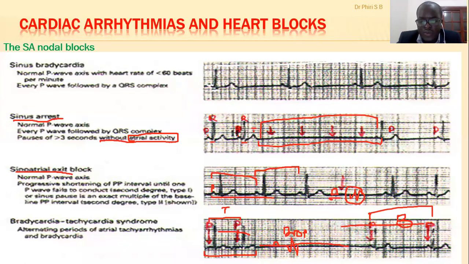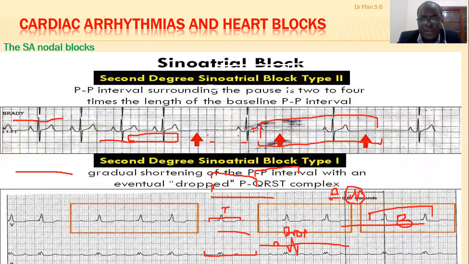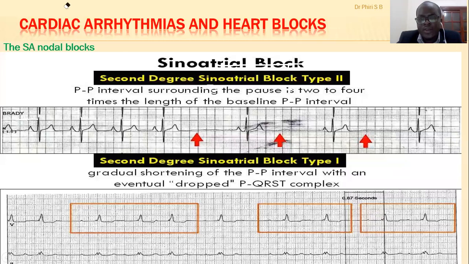Then you can also have another diagram here that is explaining sinoatrial blocks. Okay, so this is another diagram that is also looking at the sinoatrial block.